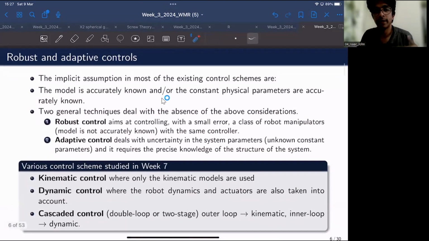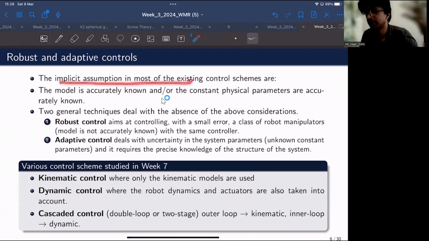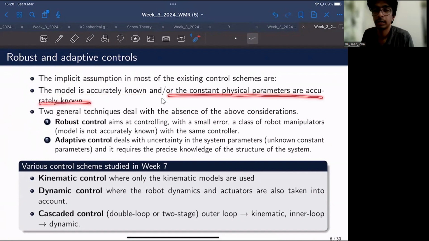Okay, then moving on, there is another kind of classification, what we call robust and adaptive controls. How do these become relevant while deciding a controller? What are robust controllers? What are adaptive controllers? We will see now. In the case of robotic controllers, we basically have a set of implicit assumptions while designing a robotic controller. The two implicit assumptions are that the model is accurately known, or the constant physical parameters are accurately known.